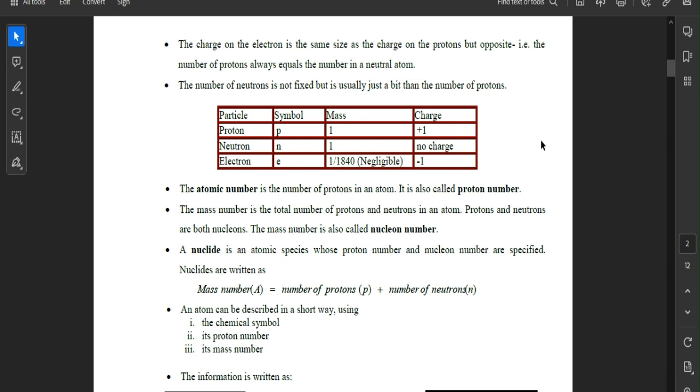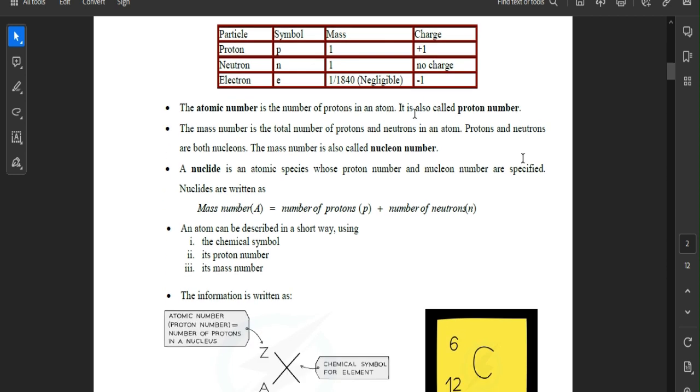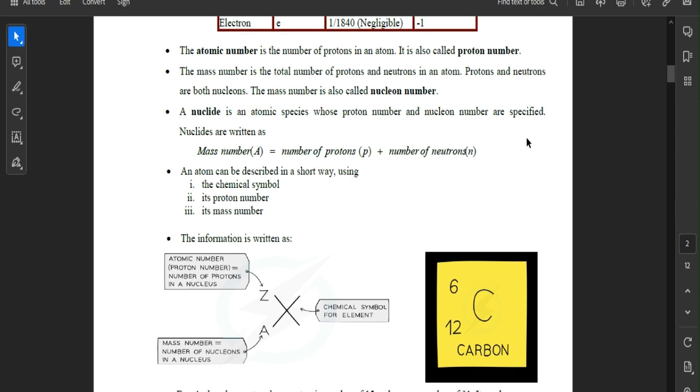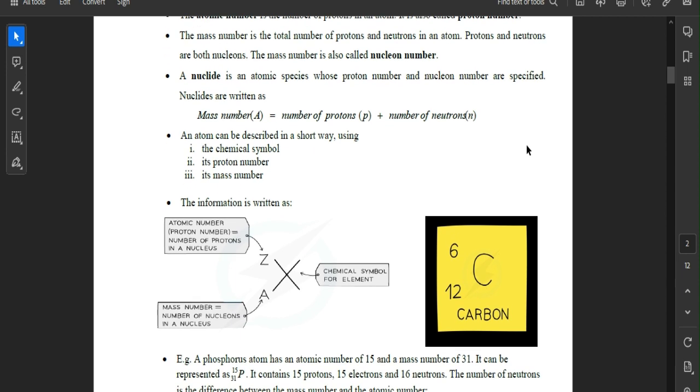The atomic number is the number of protons in an atom. It is also called the proton number. The mass number is the total number of protons and neutrons in an atom. Protons and neutrons are both nucleons. The mass number is also called nucleon number. A nuclide is an atomic species whose proton number and nucleon number are specified. Mass number is equal to the number of protons plus the number of neutrons.